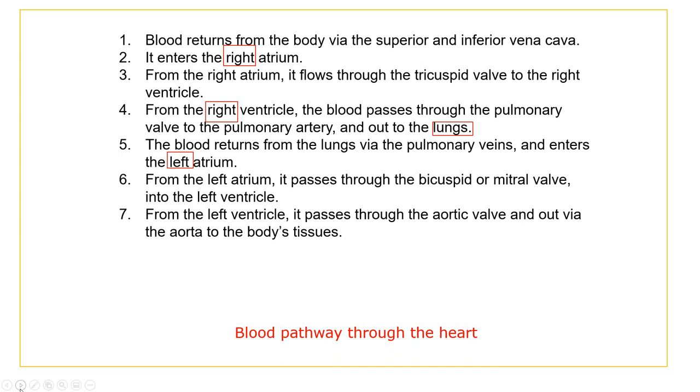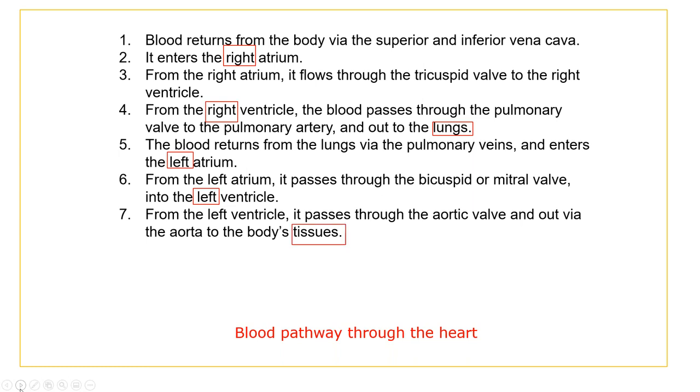That is actually just a valve that has two separate names. So don't think that there are two valves and there's an either-or situation. It's one valve. Some people refer to it as bicuspid. Some people refer to it as mitral. Anyhow, from the valve, it goes into the left ventricle. And from the left ventricle, it passes through the aortic valve and out the aorta to the body's tissues.